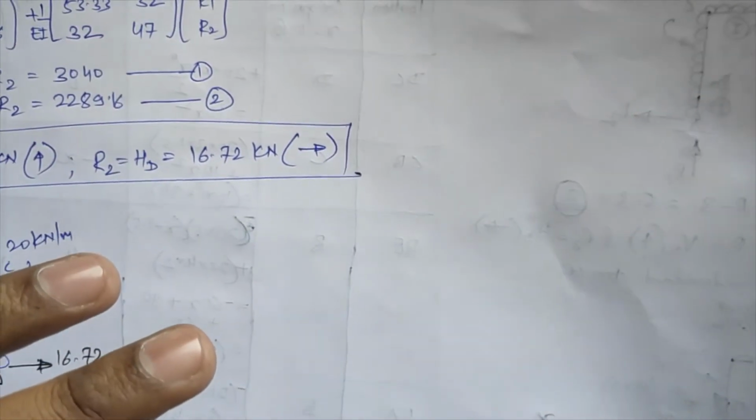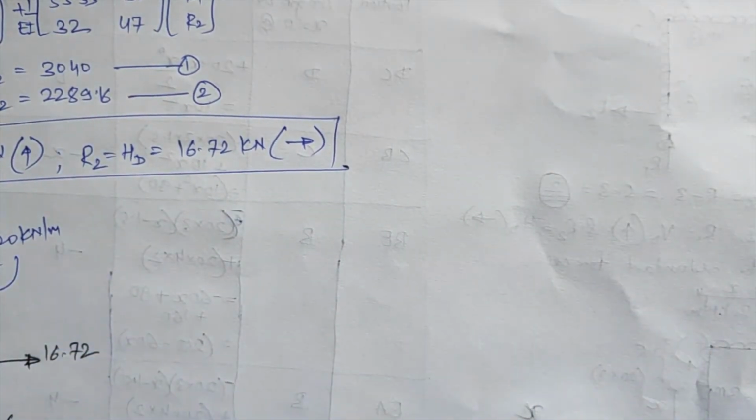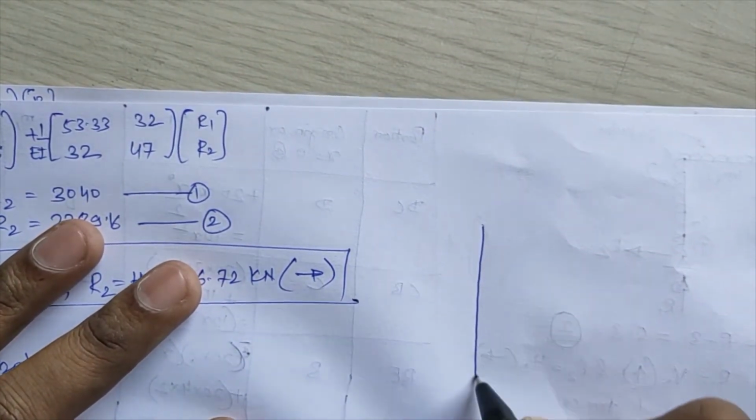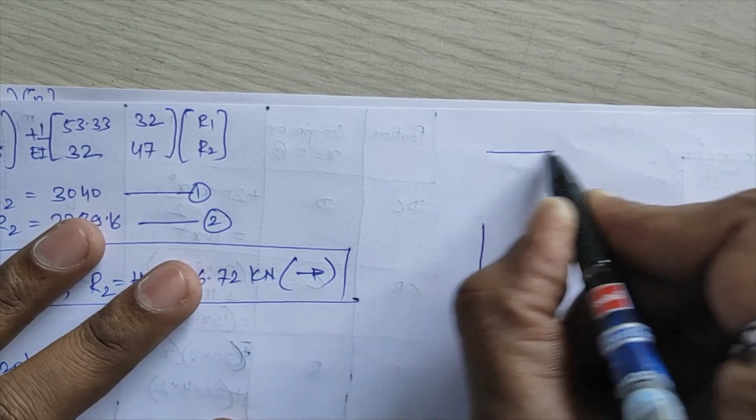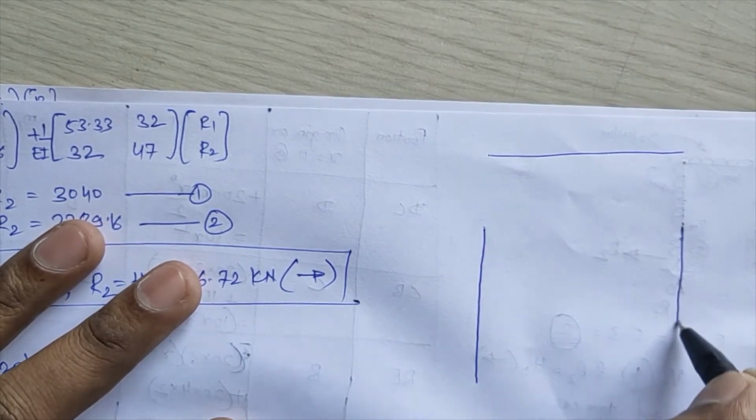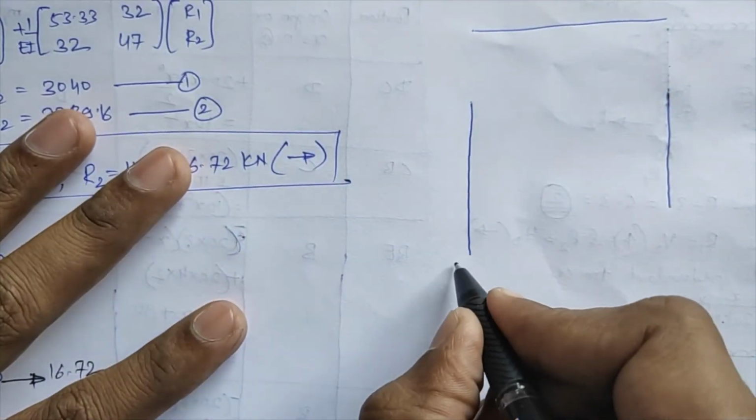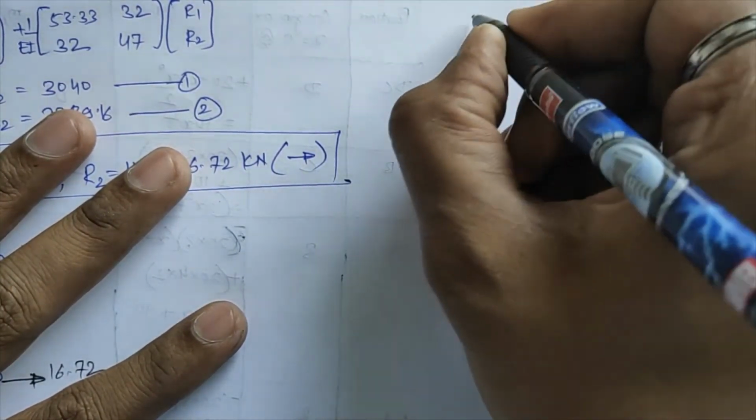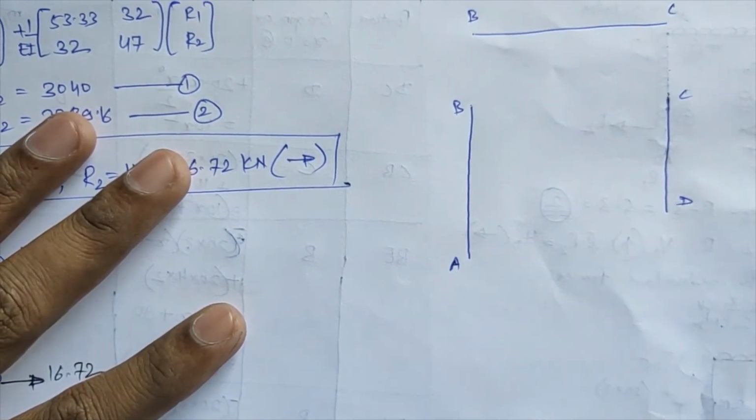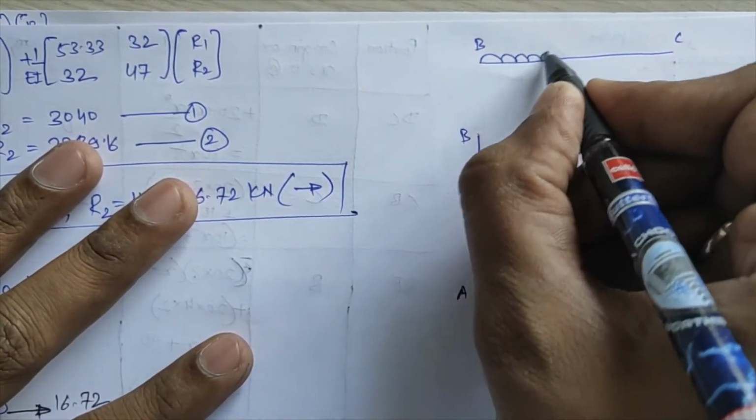So for that, I'll separate my 3 members over here. So this is my first member here. Here I have the second member, and below that I have the third member. Okay, this is my member AB, this is BC, and this will be your CD. So I'll show the loadings given to you as they are.